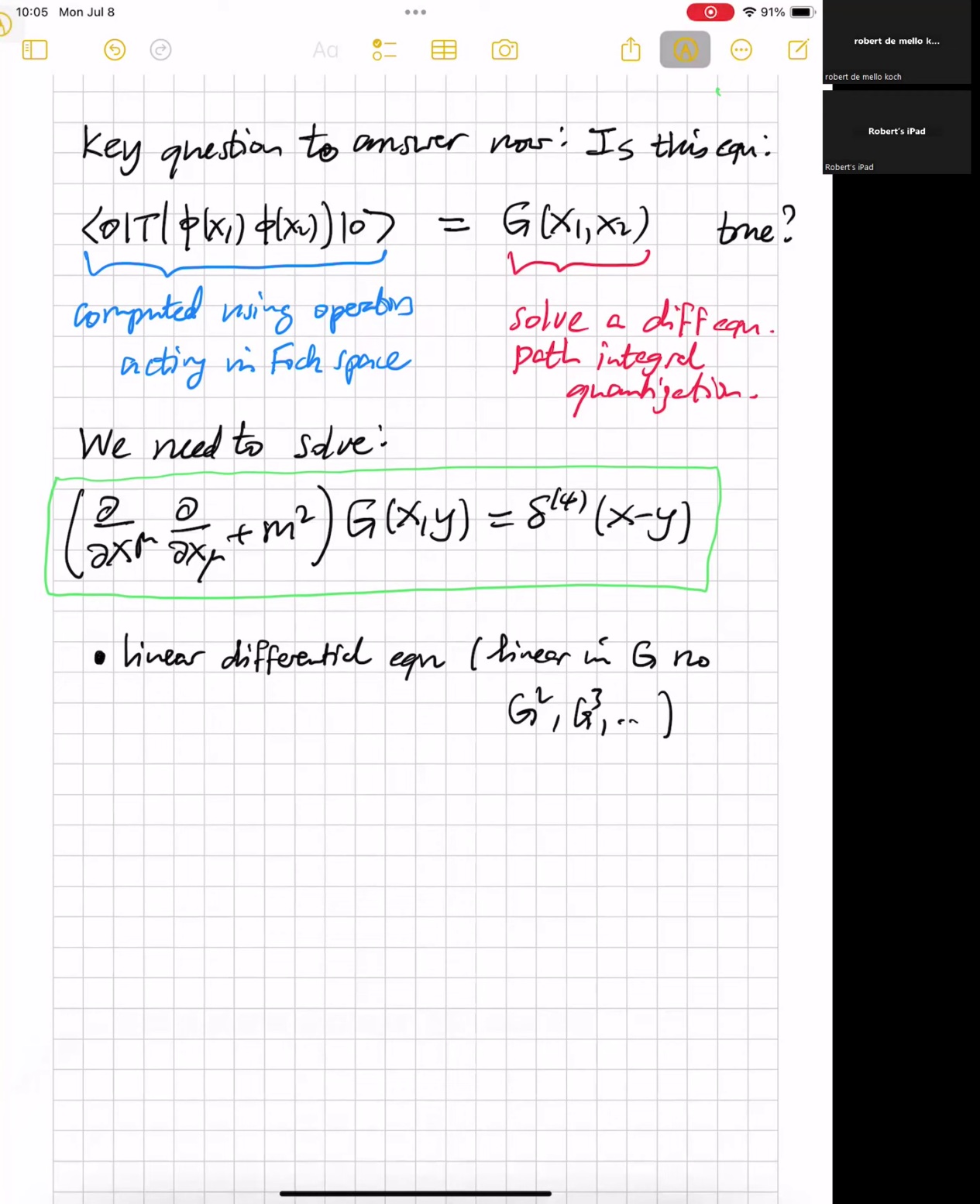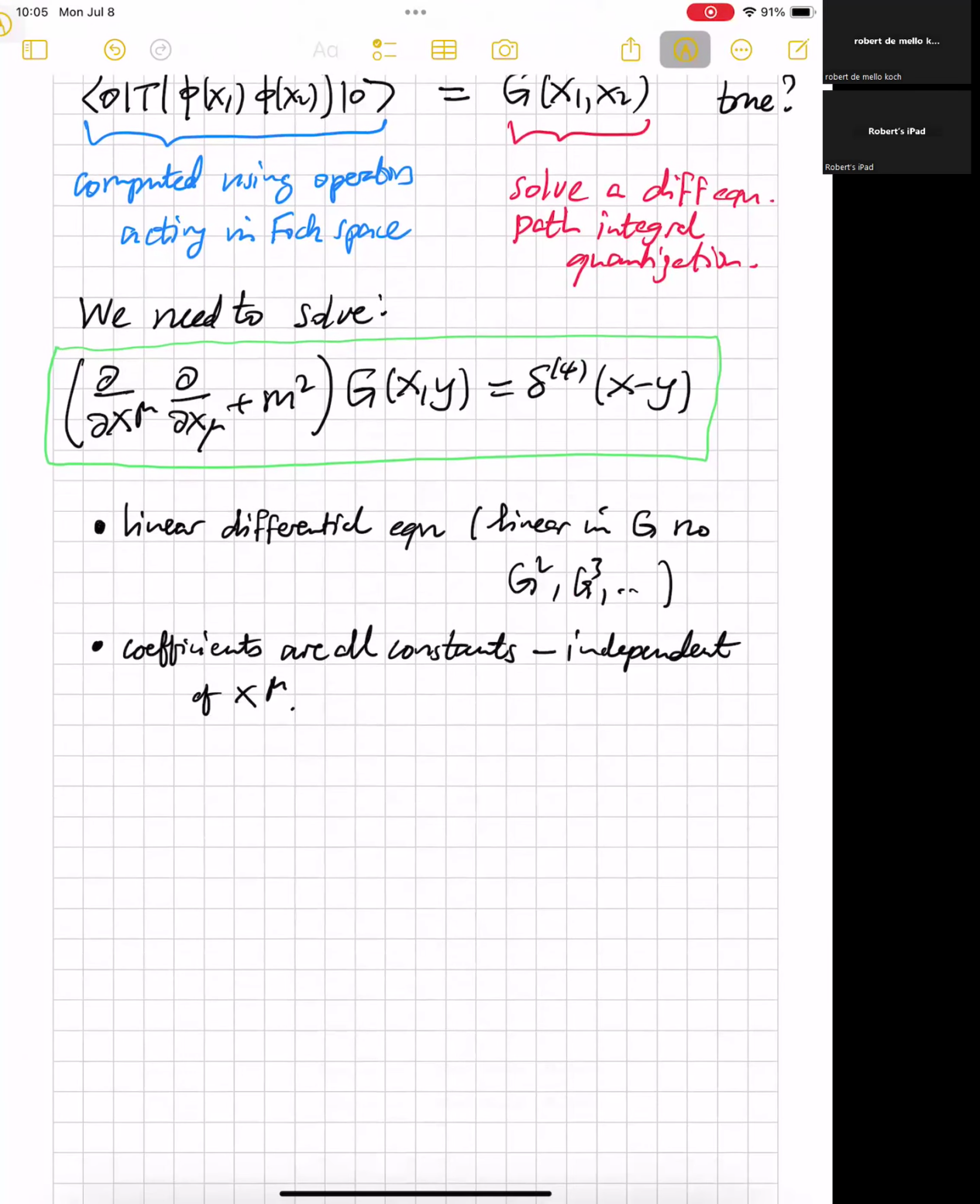The second comment that I want to make is the coefficients are all constants. And what I mean by that is, I mean independent of x mu. Okay. And if you ever meet an equation which is a linear differential equation of this type, so only g's appear, no higher powers of g, and the coefficients are all constant independent of x mu, you should always solve it in exactly the same way.